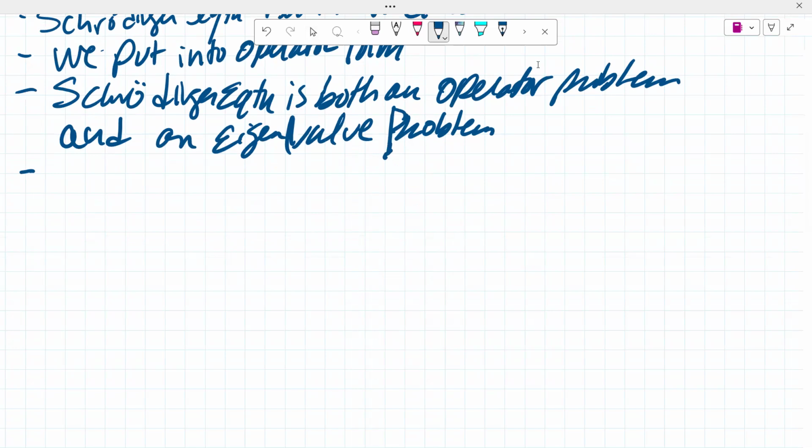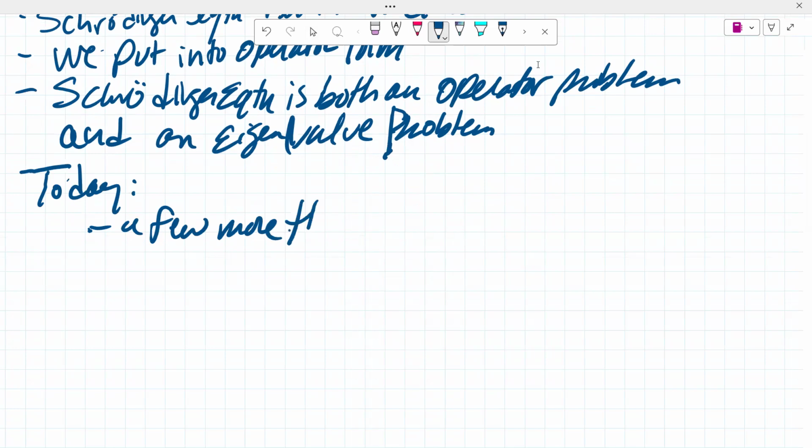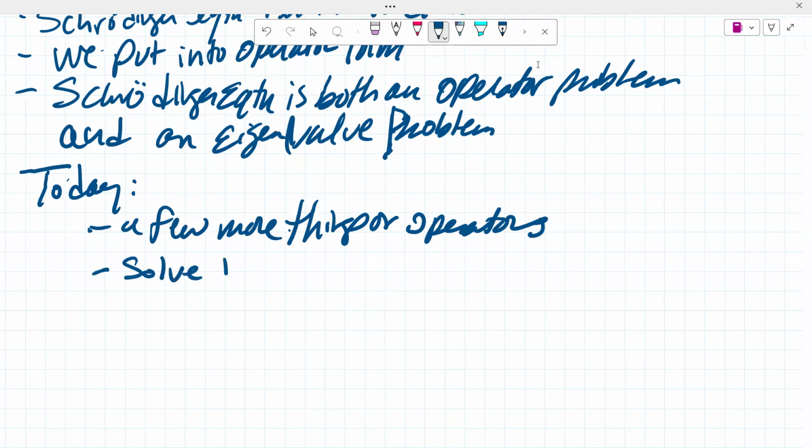So for today, we will have a few more words on operators, and we will solve the particle in the box, which is abbreviated by PIB.